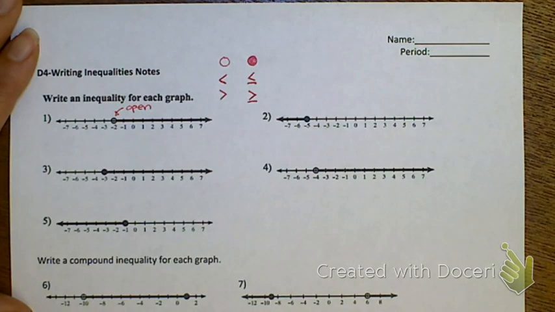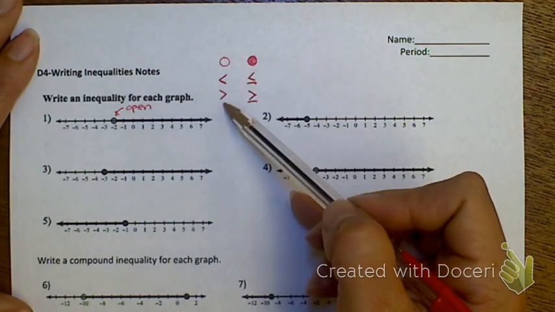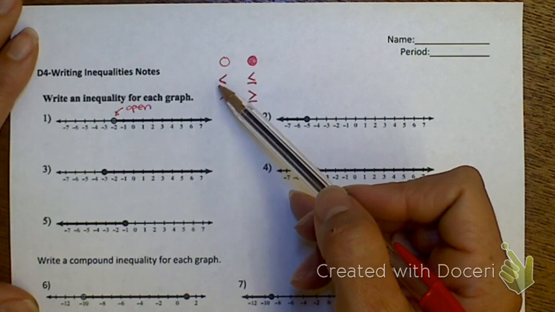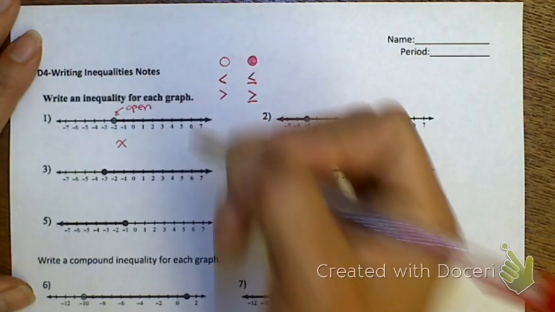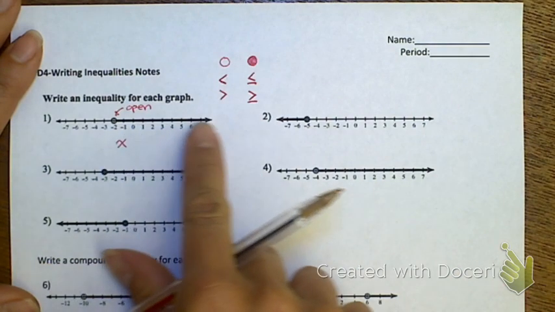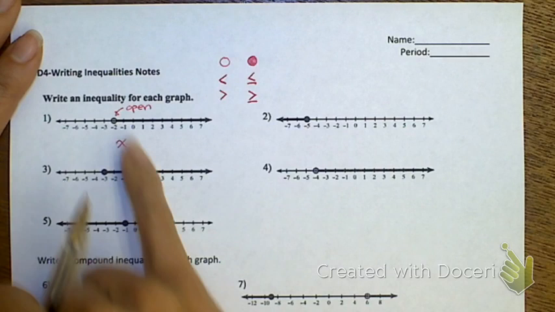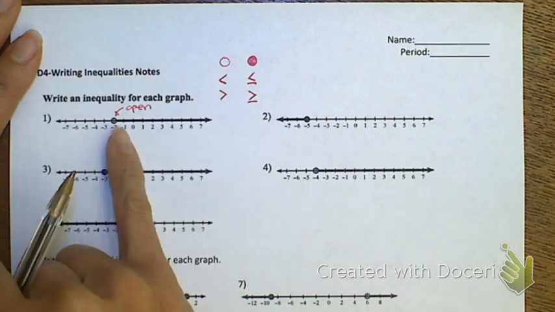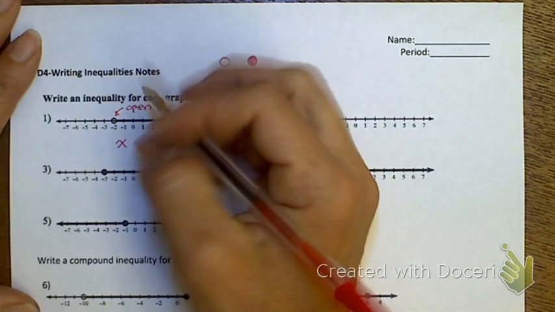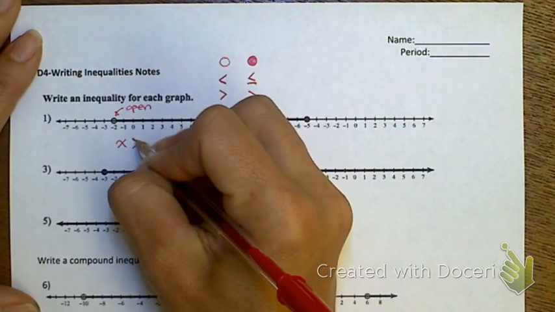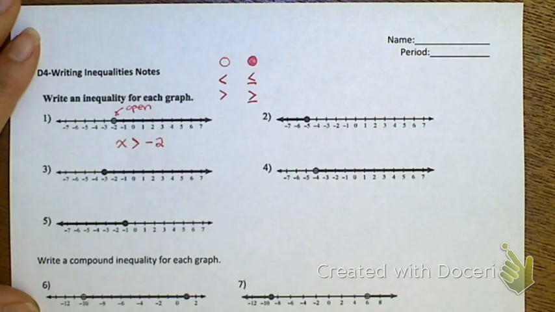This one's open, so I know it's going to be one of these symbols. I'm going to pick a variable. I can use any variable I want. Say I'll just use X. Then I look at the direction that the arrow's going. It's going to the right, which means it's covering numbers that are greater than -2. So I'm going to pick the greater than symbol and write -2.